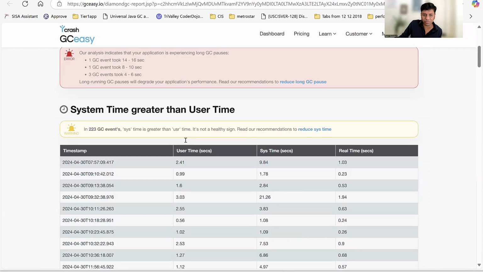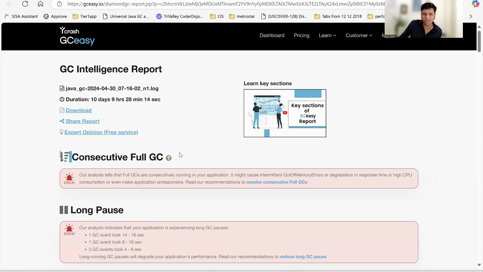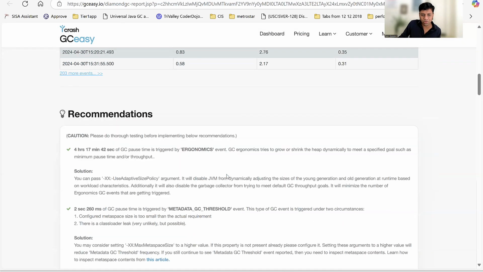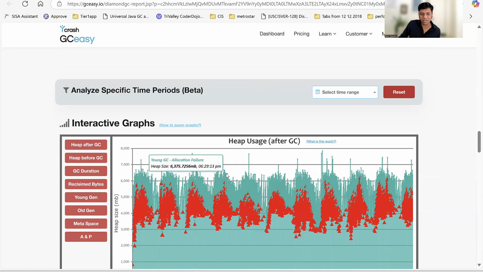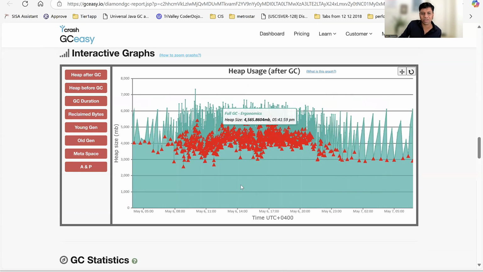Now let's look at this. You see, the tool is warning that consecutive full GCs are running. Now, this is the actual data, 10 days' worth of data. Let's zoom in on one particular day. I'm zooming in on May 6th. You can see a cluster of red triangles.